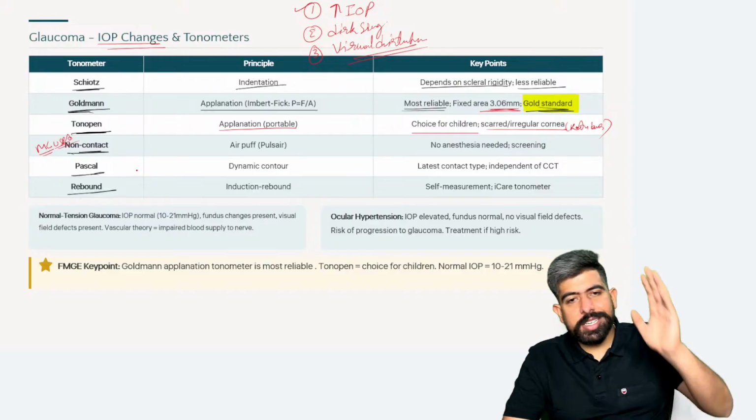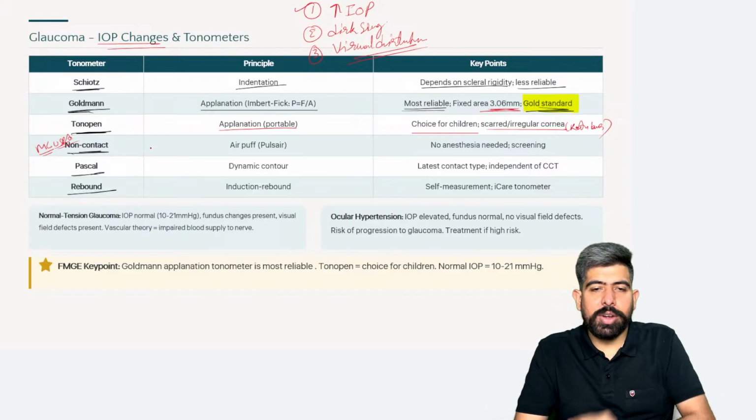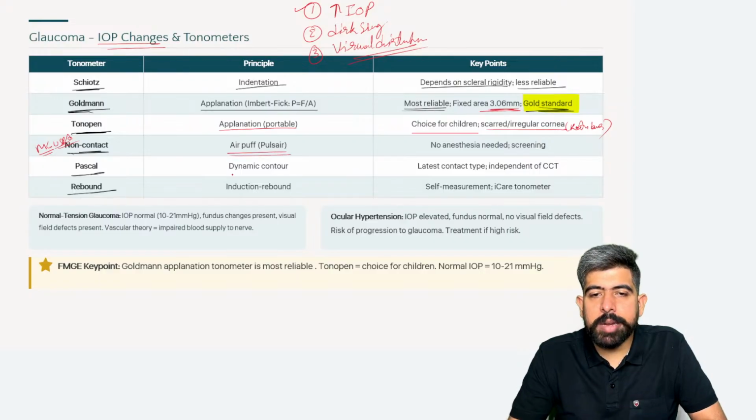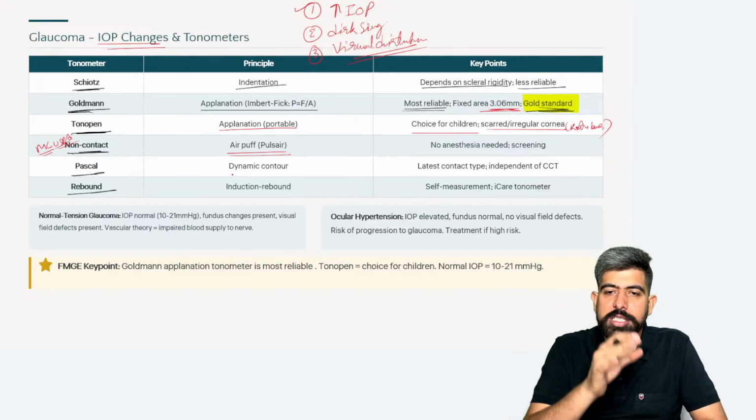Okay. Yes, the gold standard is the Goldmann, but nowadays we are using the non-contact because there is no need to touch the cornea. This is working on the air puff, right? So the air pressure is coming into the eye.